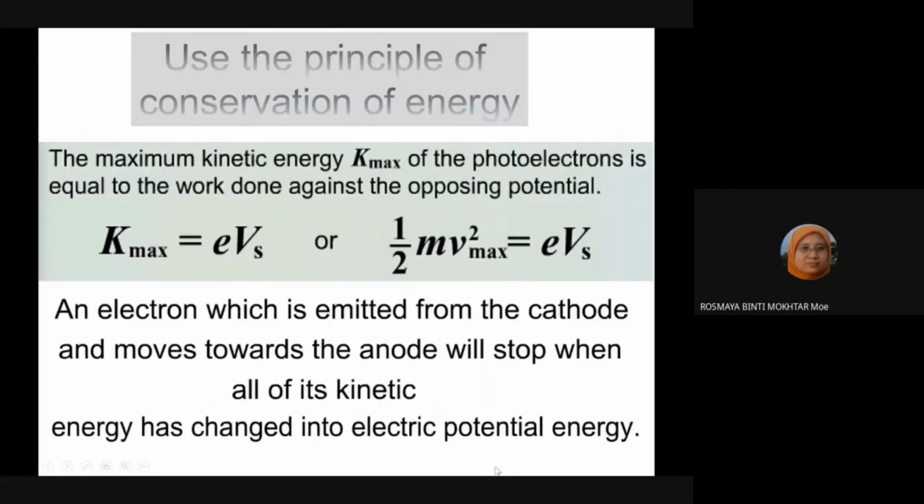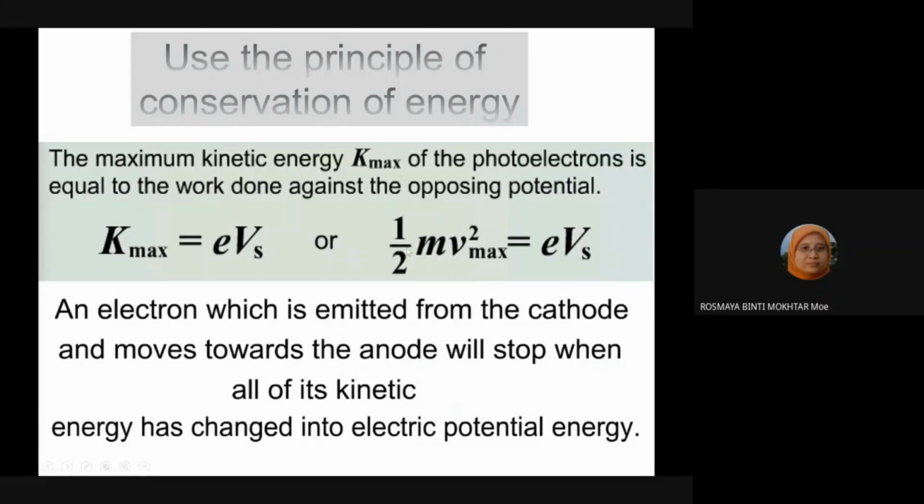Okay, so now the calculation part. We are going to use the principle of conservation of energy. The maximum kinetic energy, Kmax, of the photoelectrons is equal to the work done against the opposing potential. So the maximum kinetic energy equals eVs, where Kmax is the maximum kinetic energy and Vs is the stopping potential.